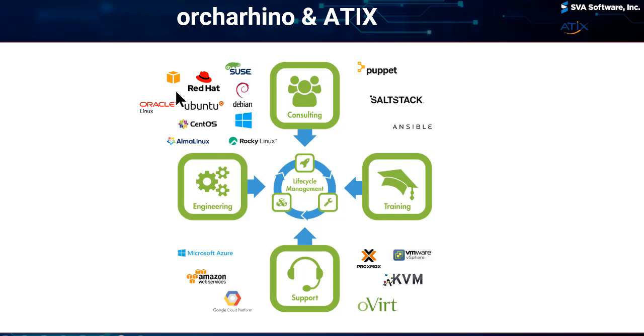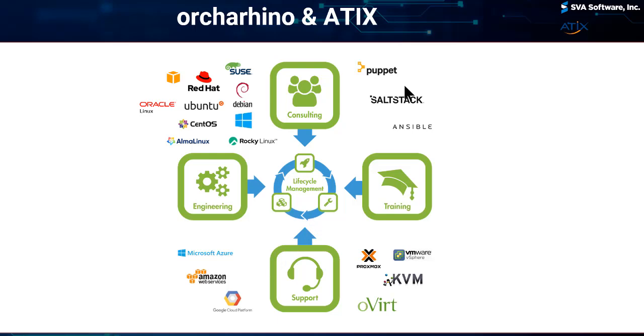This is an overview of the environments that Orcharhino can manage. You can create hosts that run these operating systems, so Red Hat-based operating systems as well as Ubuntu and Debian. You can create virtual machines. Orcharhino supports different hypervisors, VMware, KVM, oVirt, RHV, Proxmox, as well as create cloud instances. Microsoft Azure, Amazon Web Services, Google Cloud Platform are also supported.